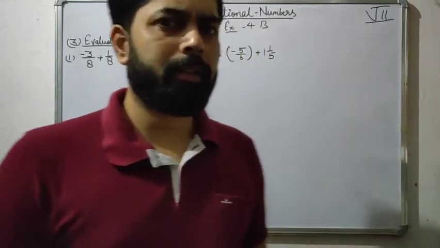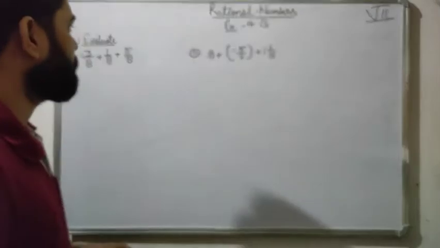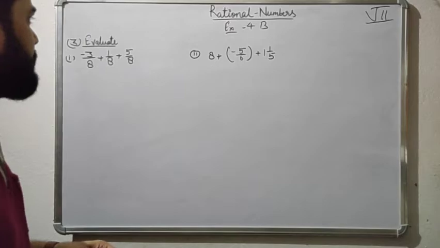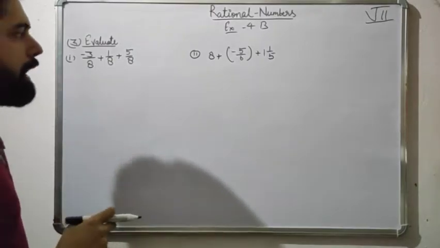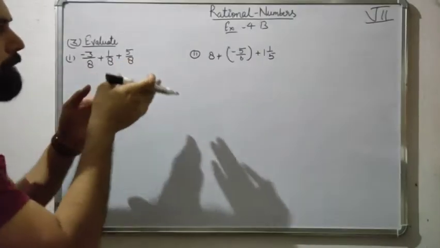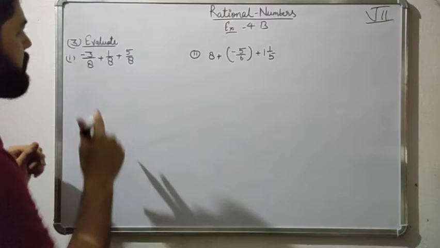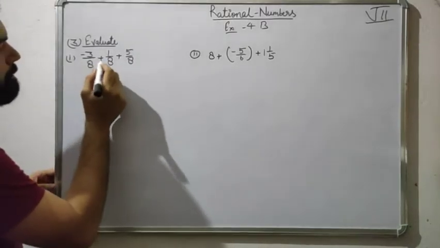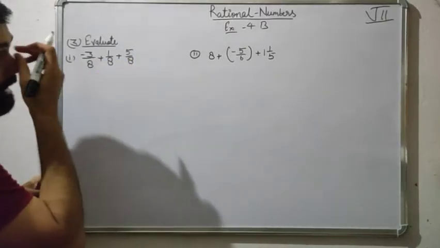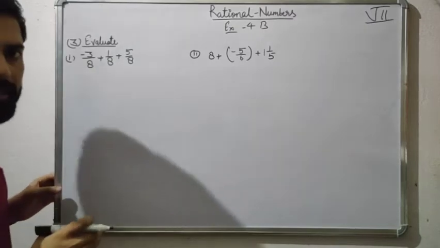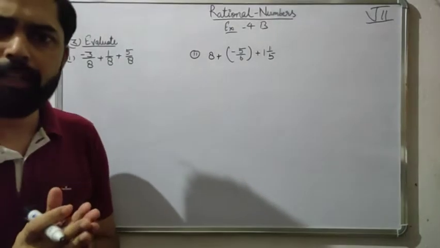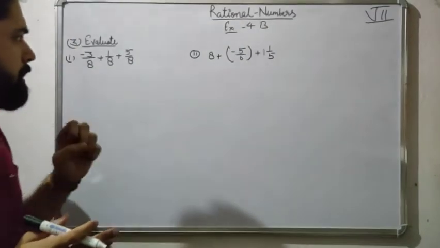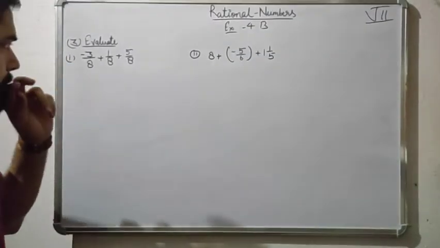So let's start today's topic. The first topic is question number 3 of exercise 4b. In this question, evaluate means simplify. The first question is minus 3 upon 8 plus 1 upon 8 plus 5 upon 8. All these are rational numbers, because fraction numbers are also known as rational numbers. The question is saying evaluate.